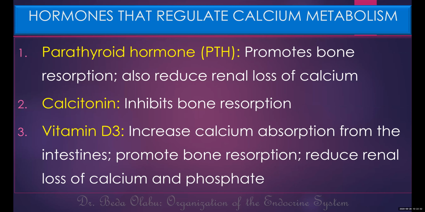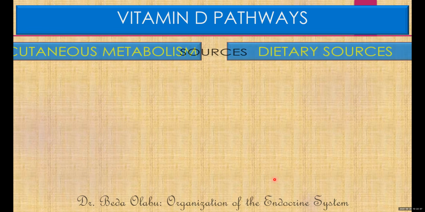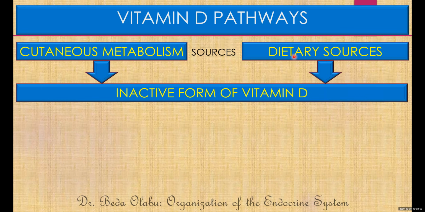Perhaps it's important for you to understand the pathways of vitamin D. Vitamin D comes from two primary sources, either metabolism from your skin when you are in the sunlight, or through what you take in diet. The dietary intake is usually less, though. The cutaneous metabolism is the predominant one. Either way, the forms of vitamin D that you get either from your diet or from skin are inactive. It's not really the active form of vitamin D.